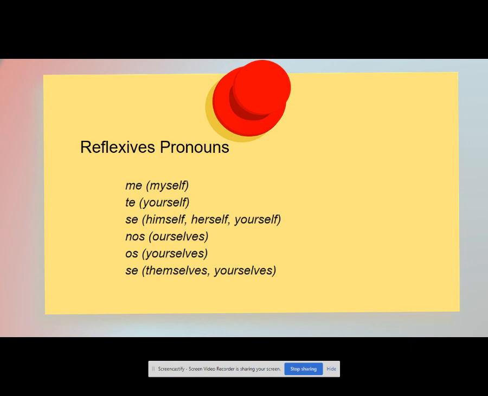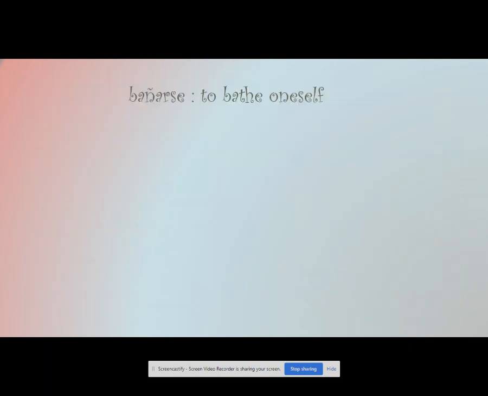All right, so it kind of correlates with those subject pronouns, except they're used a little differently, and I'm going to show you how they're used. So make sure that you've written them down and that you have their meanings. All right, so conjugating these verbs. Let's look at this verb, bañarse. All right, bañarse, meaning to bathe oneself.